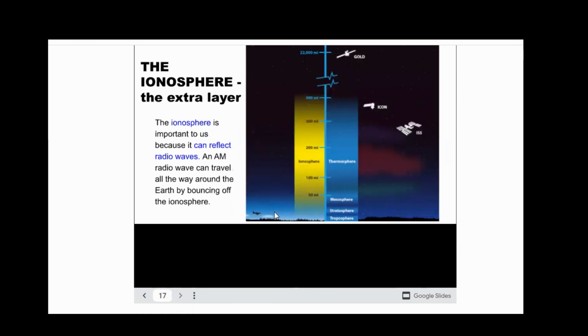Some of the things that happen in the ionosphere help us out and make it important. This is where the radio waves are reflected back. So this is why we can communicate around the planet. So remember, this is one of the extra layers that's kind of in between the layers.